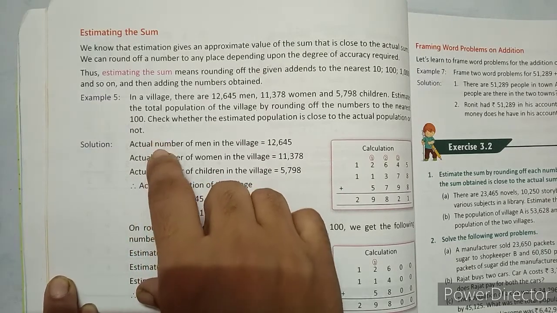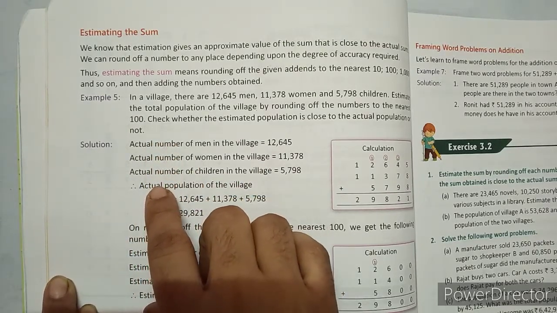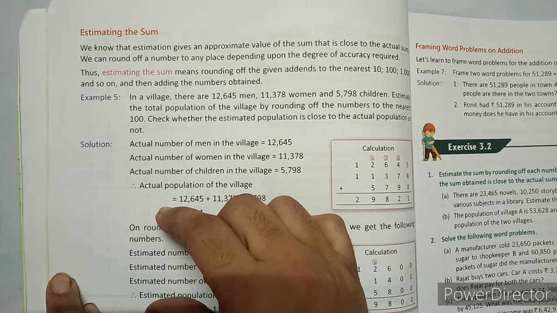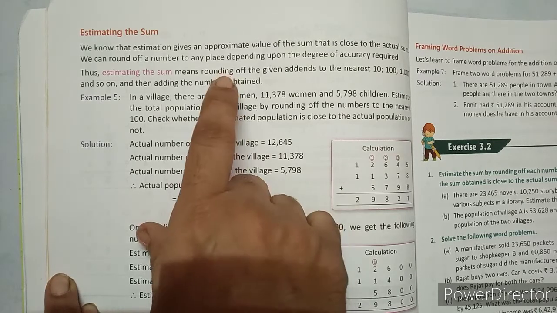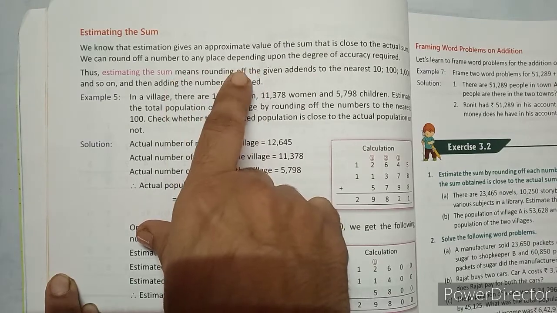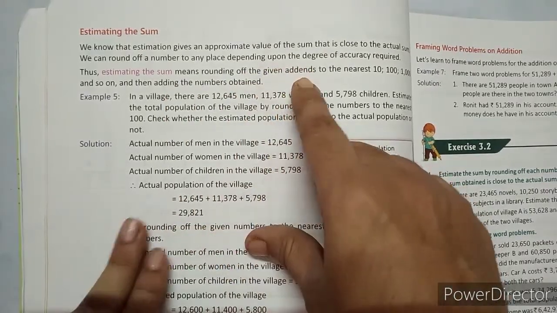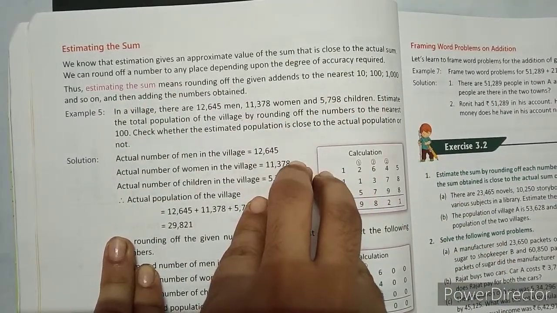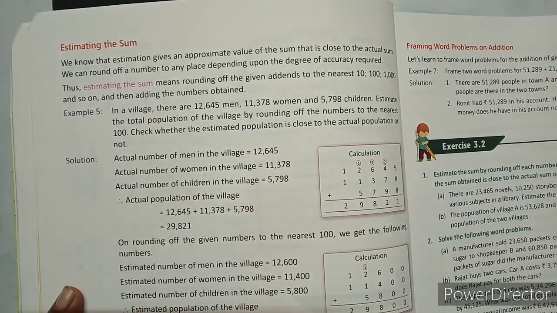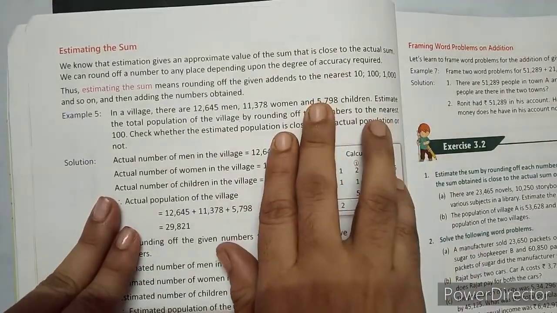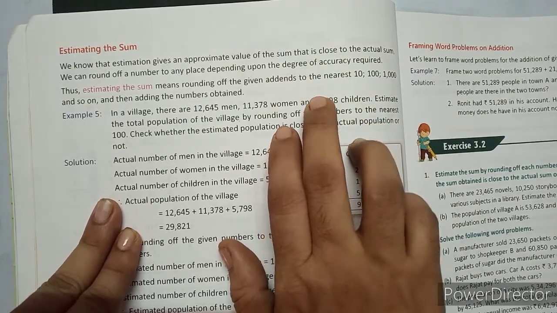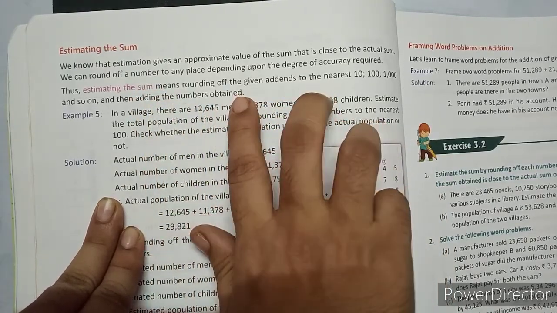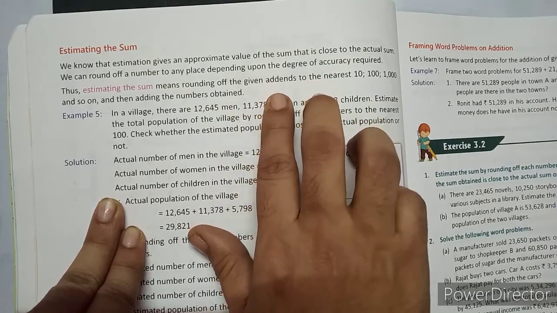Estimation means the approximate value you have to find out, and you have already done this type of sums in your previous chapter, where you have to go for rounding off, isn't it? Rounding off the given addends to the nearest 10, 100, 1000. This type of sums you have already done in your previous chapter. So again I will just give you a small detail that estimating sum means approximately you have to give the sum.